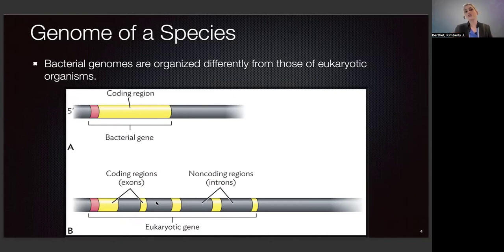On the other hand, eukaryotic organisms like ourselves actually separate out these coding regions and have spacers in between them called non-coding regions. So our coding regions are called exons. Our non-coding regions are called introns. Kind of funny because our introns are excised out and our exons are left in. So exons are coding areas, but they're interrupted by our introns.